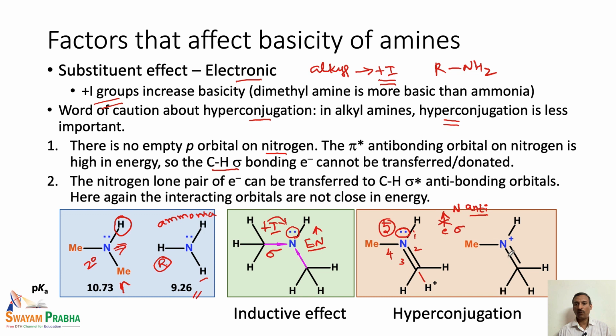Second, even if it is donated, the nitrogen will have 5 bonds. In other words, 10 electrons will be there, and the nitrogen cannot have 10 electrons in this configuration, because it only has 3 p orbitals. Those 3 p orbitals can only accommodate 6 electrons, and the s orbital can accommodate only 2 electrons. So the maximum number of valence electrons that can be accommodated is 8, not 10. In other words, the nitrogen cannot have a pentavalent structure. So this hyperconjugation cannot exist.